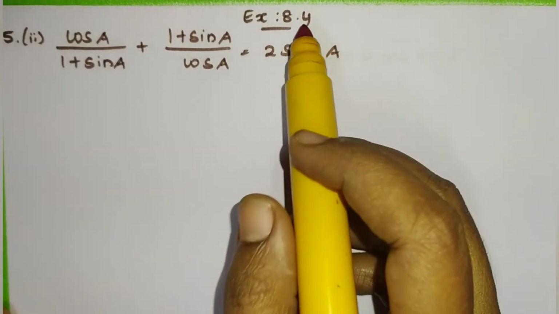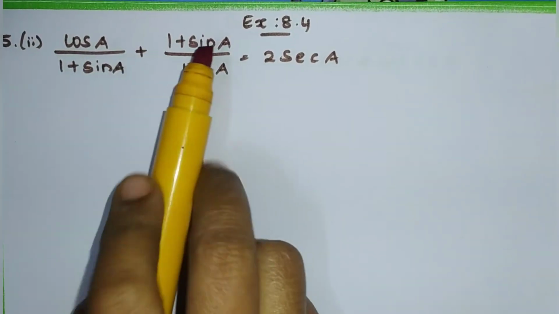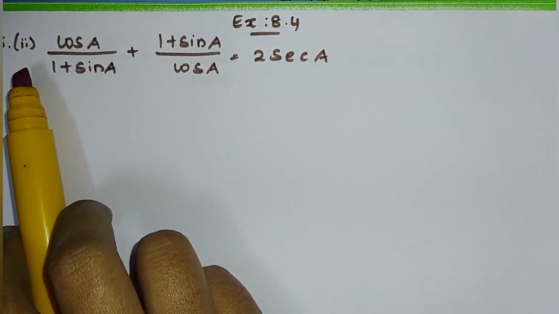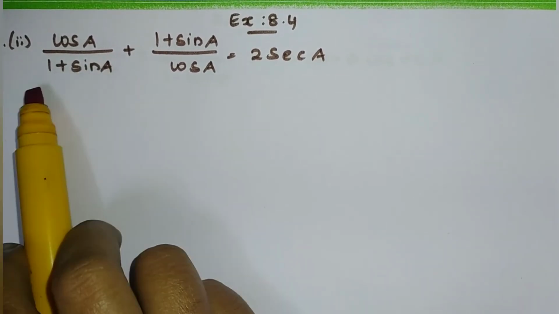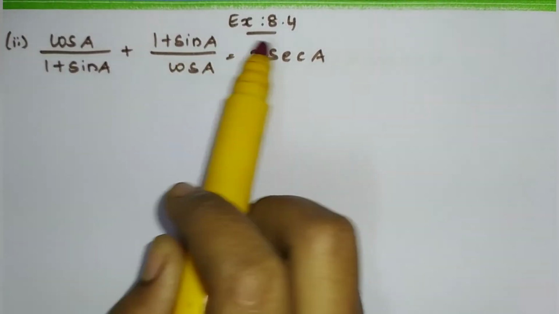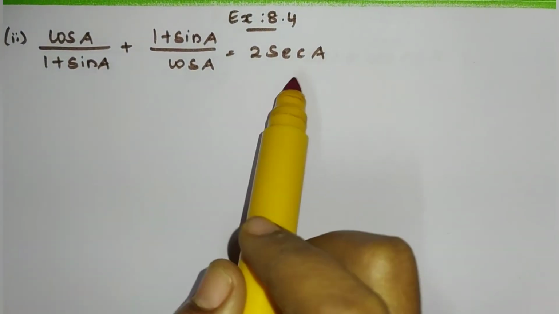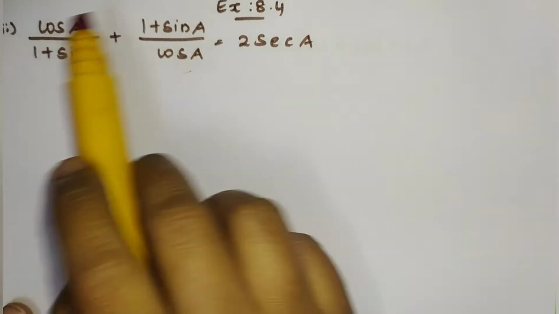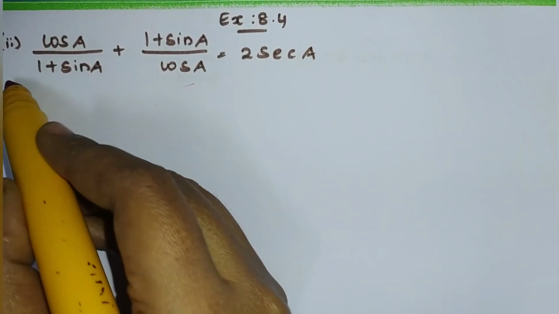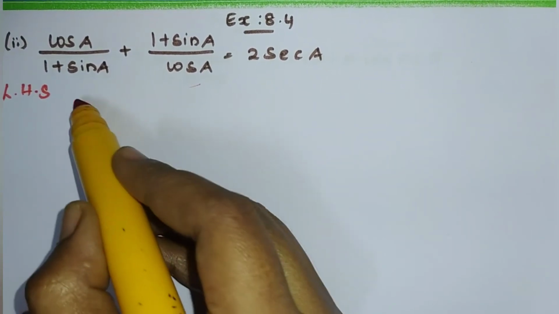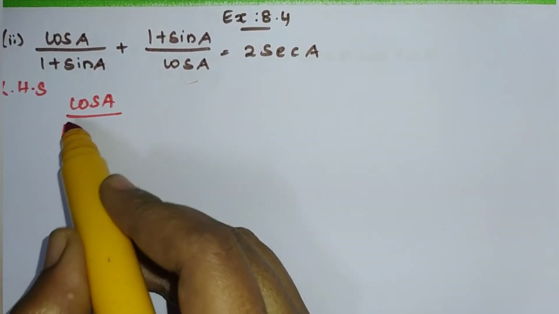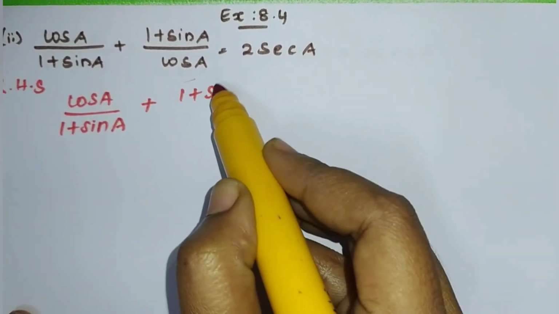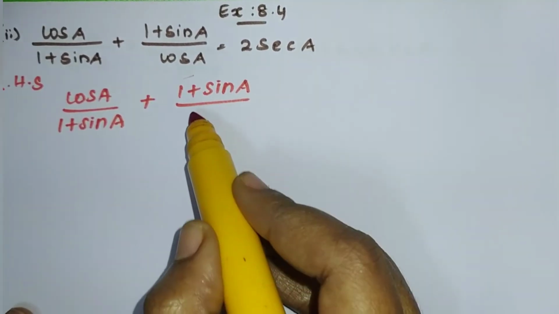Namaste, students. Next, in exercise 8.4, fifth, in that second subdivision problem: cos A divided by 1 plus sin A, plus 1 plus sin A divided by cos A, is equal to 2 secant A. This is LHS and this one is RHS. I'm going to take the LHS first. LHS is equal to cos A divided by 1 plus sin A plus 1 plus sin A divided by cos A.